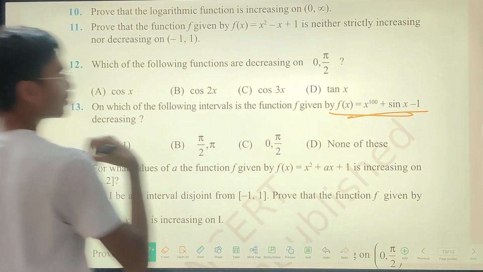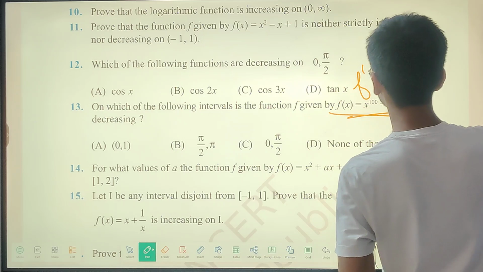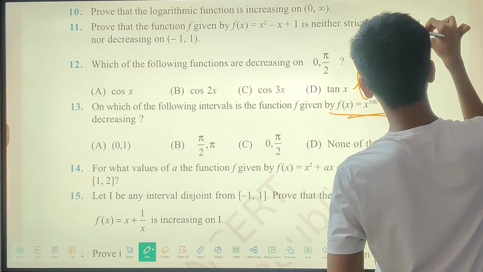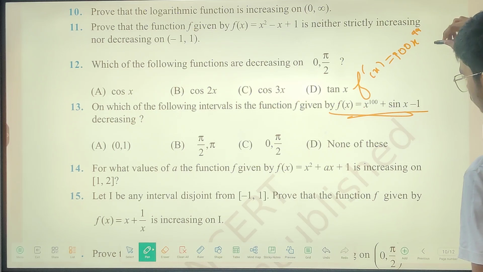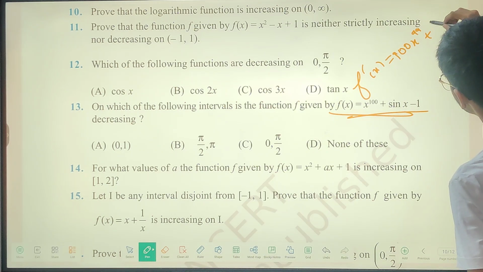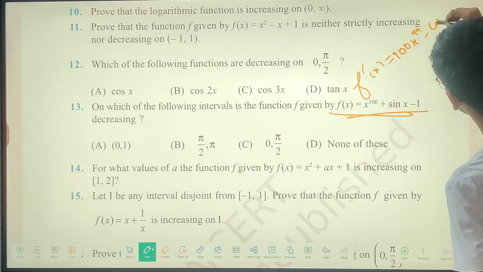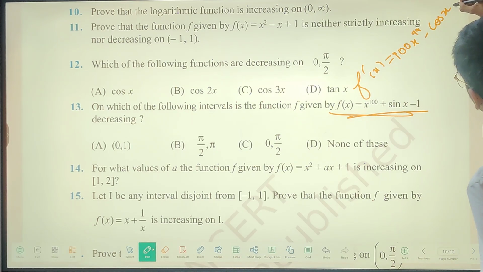So just find f dash x first. What is f dash x? It's going to be 100 x to the power of 99 plus sine x minus cos x. That's it. So here, by which interval is the function decreasing?